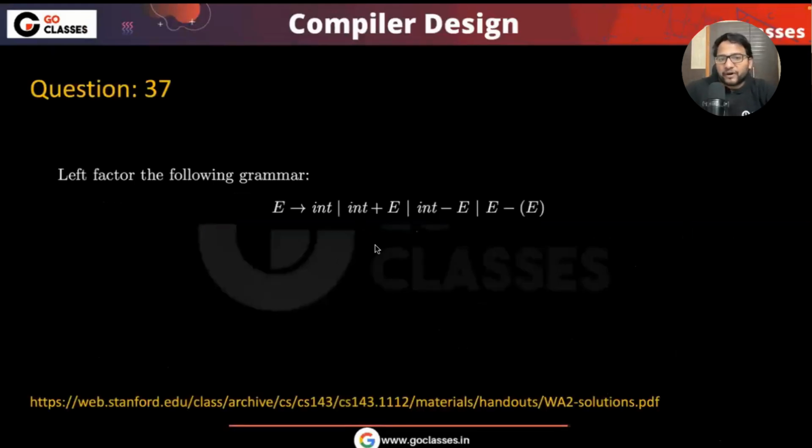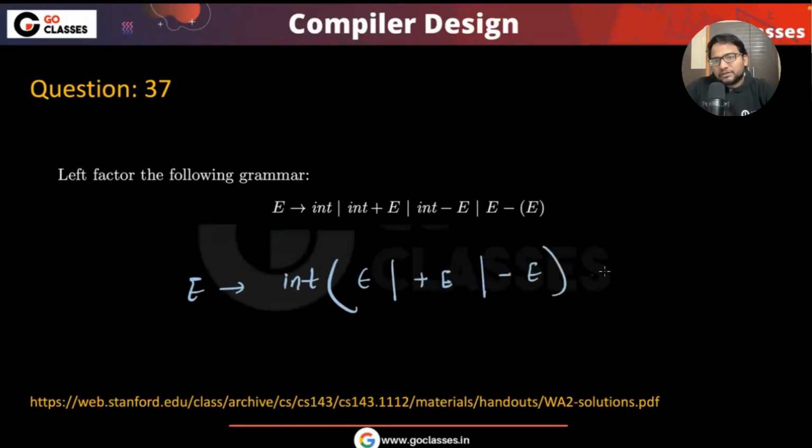Now, can you quickly left factor this grammar? How to left factor? You just need to take the common part. Can you take int common? Let's just take int common. It will be epsilon, it will be plus e, it will be minus e, and then it will be e minus e.